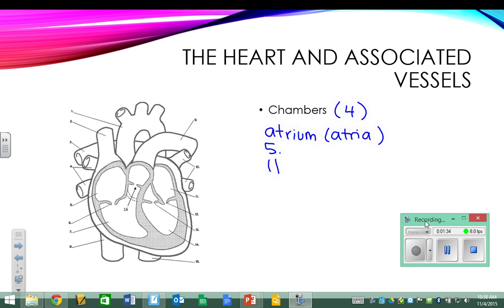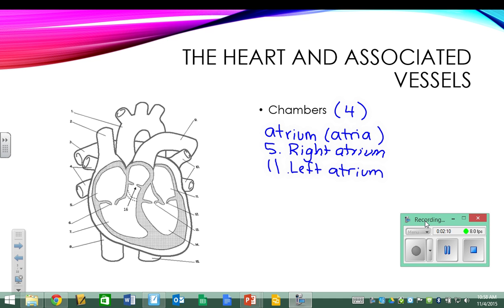So number 5 on the diagram, even though it's on the left side of the picture, is your right atrium. And number 11 on the diagram, even though it's on the right side of the picture, is your left atrium. Now this is a scenario in which the side that it's on makes quite a bit of a difference because different things will be attached to it.